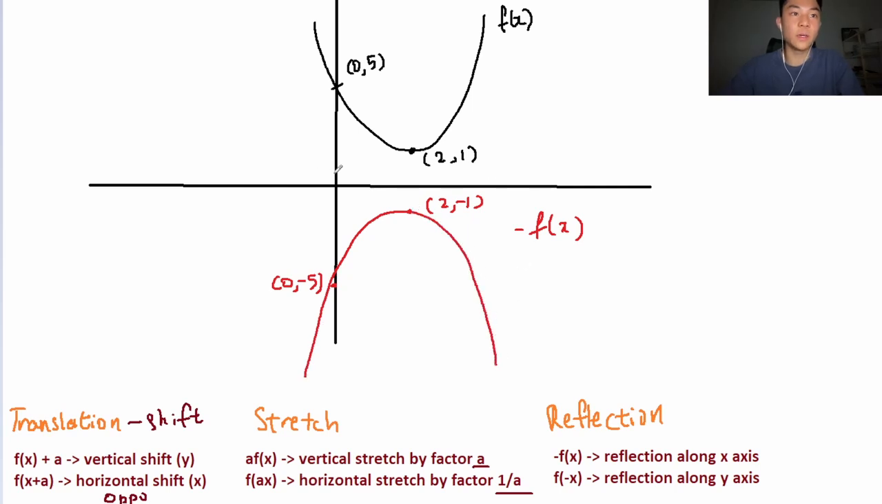And as you can see, right, my graph is flipped vertically. But to phrase it academically, we will write it as a reflection along the x-axis, right? The x-axis is this.